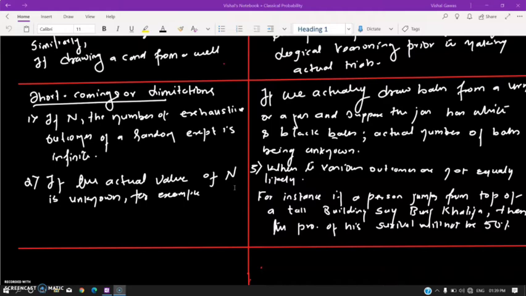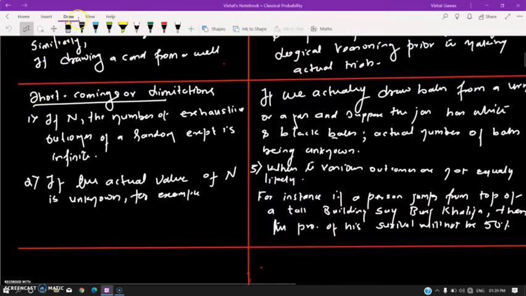You cannot have an infinite amount. That's a very first con, rather, the very first con of applying classical probability theory: my n should be finite. The number of outcomes should be finite. The second one is I should know the exact value of n.